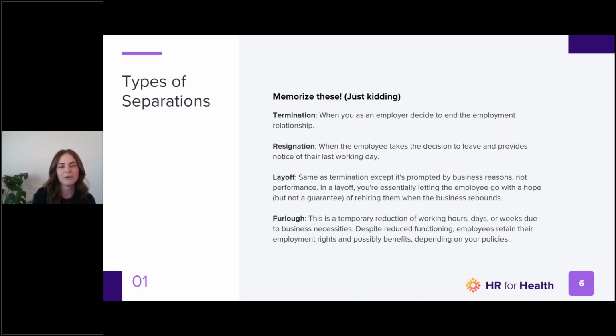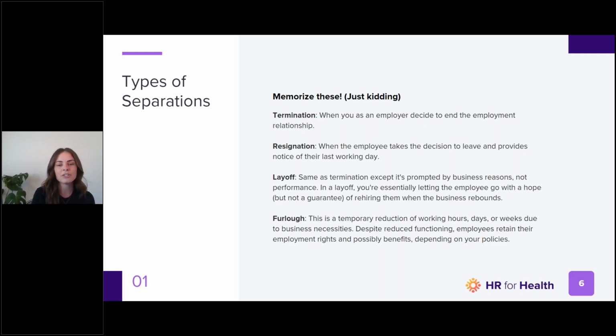Layoff and furlough. So these are probably more words you heard during the COVID era, unfortunately. So a layoff is basically the same as a termination. So you're ending the relationship, but it's more for a business reason. So maybe you're downsizing and you don't need an extra dental assistant. It's more of a business reason versus an issue with the employee themselves. In a layoff, you wouldn't replace that position with someone else. You would actually want to give that position back to the person that you laid off if that was the case. Otherwise, it could be tricky and it seems like a termination and not a layoff.